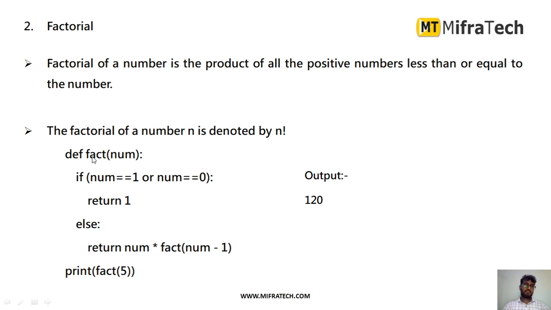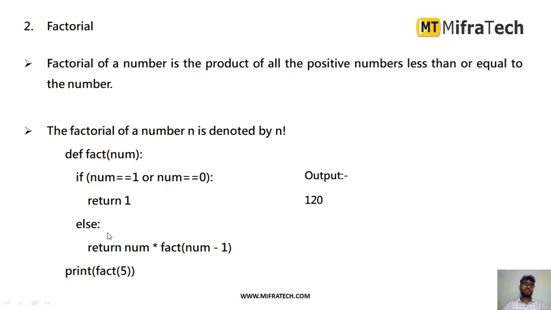Here I have defined a user defined function, def fact of num. I am taking num as a parameter. After collecting num, I am checking whether it is equal to 1 or equal to 0. If either condition is true, I am returning 1, because 1 factorial is 1 and 0 factorial is also 1.